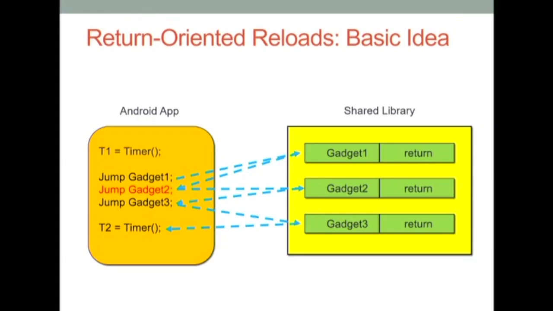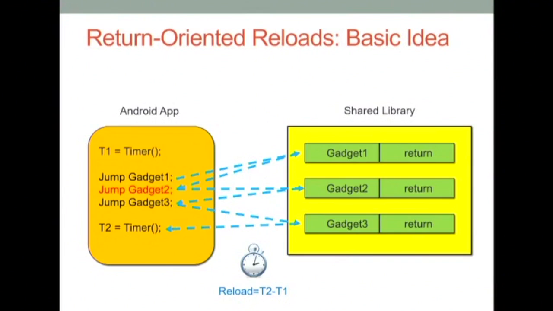In this way, we can load some of the memory blocks into the shared cache without executing the entire function. So this is the basic idea of the return-oriented reloads. Then we just time how long it takes to jump to the three gadgets, and the overall time of the reload is used to determine whether the memory blocks associated with the three gadgets have been used by the victim during the Flush+Reload interval or not.